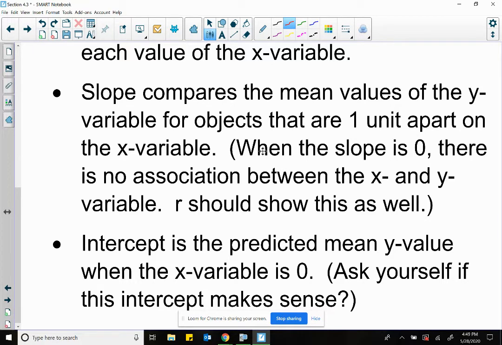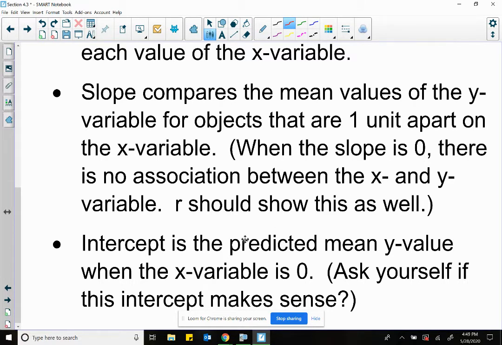Another piece that you should know: when the slope is 0, there is no association. There's no trend, which again, the R value should show as well, because the R value should be close to 0. So when your R value is close to 0, the slope is really close to 0.